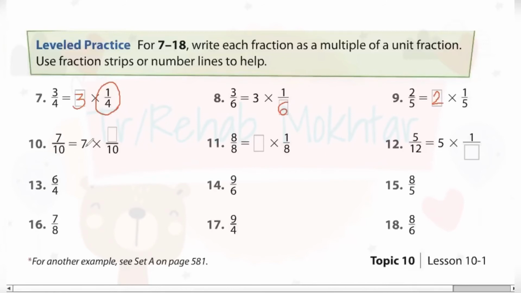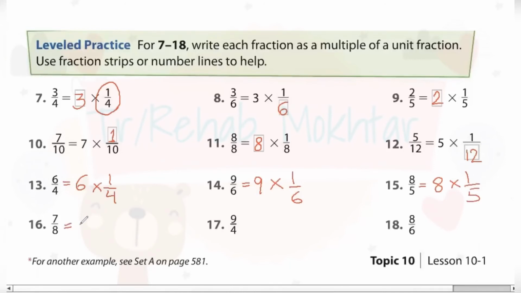7 out of 10. Keep 7 and multiply by the unit fraction. The unit fraction always contains 1 as numerator. 8 out of 8. I will put the numerator here times the unit fraction. 5 out of 12. Keep 5 and multiply by the unit fraction, 1 out of 12. Here, keep the numerator, 6 times the unit fraction, 1 out of 4. Here, keep the numerator, 9 times the unit fraction, 1 out of 6. It's so easy. Keep numerator, 8 times 1 out of 5.